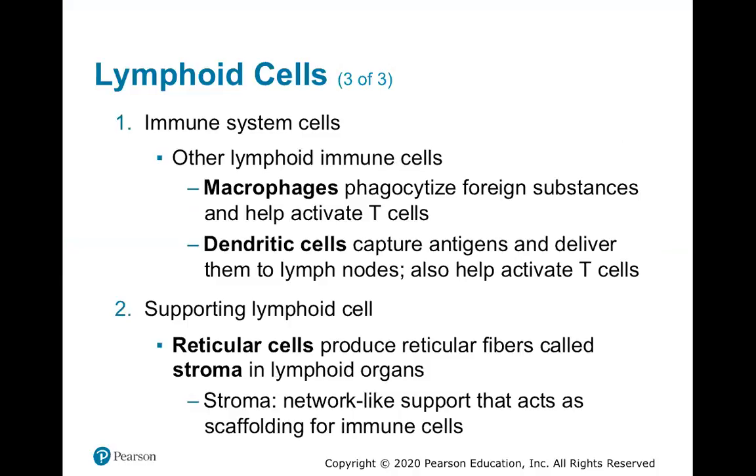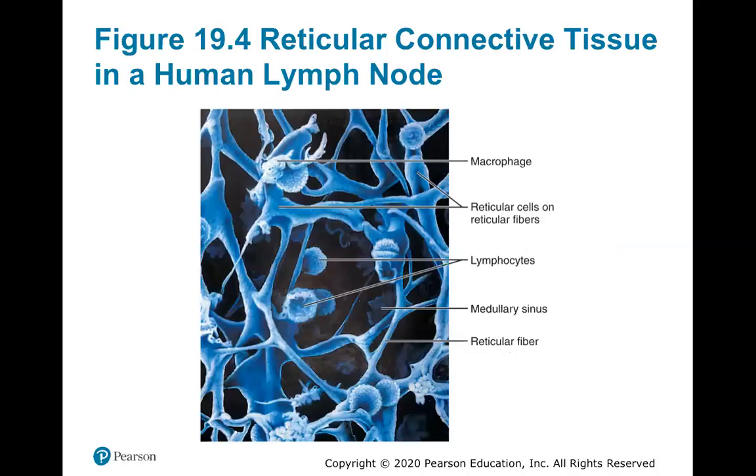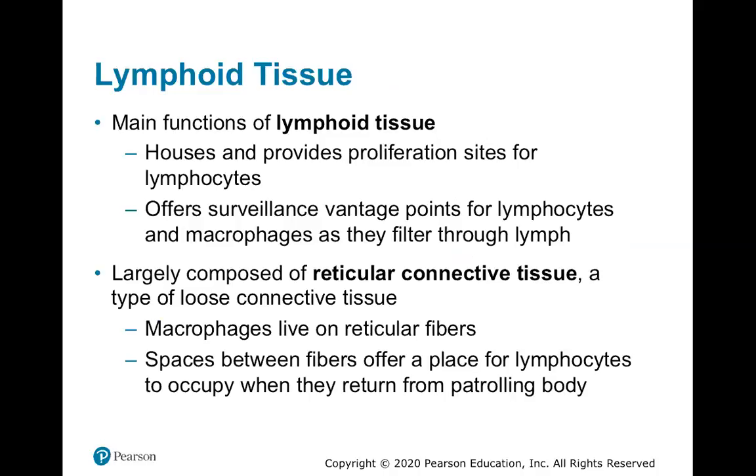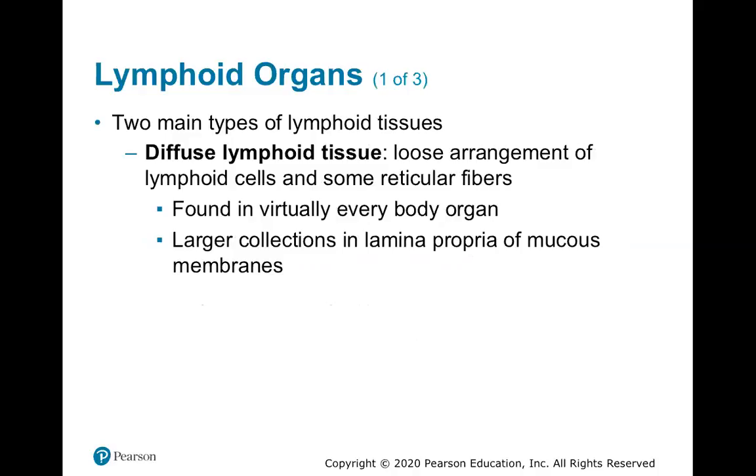So other lymphoid cells are macrophages, dendritic cells, and reticular cells in the stroma. Lymphoid tissue houses and provides proliferation sites for lymphocytes, largely composed of reticular connective tissue, a type of loose connective tissue. Lymphoid organs. So diffuse lymphoid tissue is a loose arrangement of lymphoid cells and some reticular fibers found in virtually every body organ.